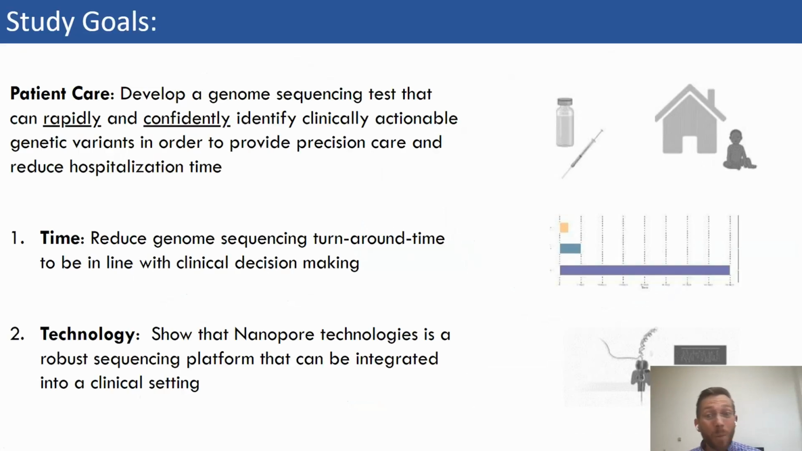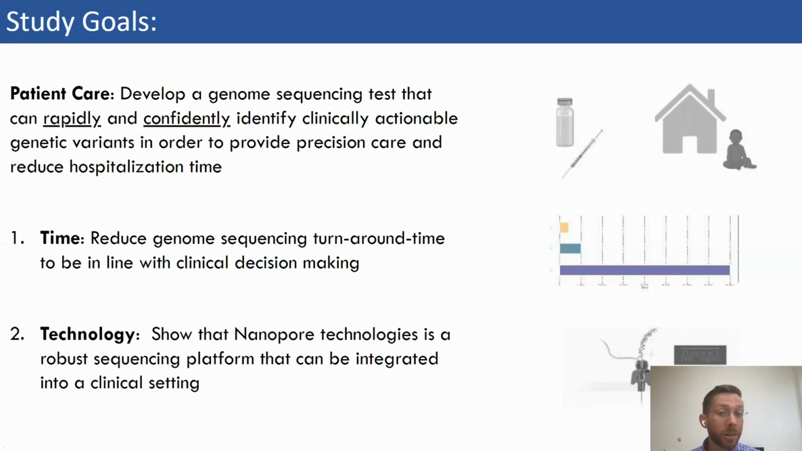So, like I said, we decided that we were going to use nanopore sequencing in order to try and reduce this turnaround time for genetic testing even further. So we set our study goals to focus on patient care. We wanted to develop a genome sequencing test that can rapidly and confidently identify clinically actionable genetic variants in order to provide precision care and reduce hospitalization time for our patients.